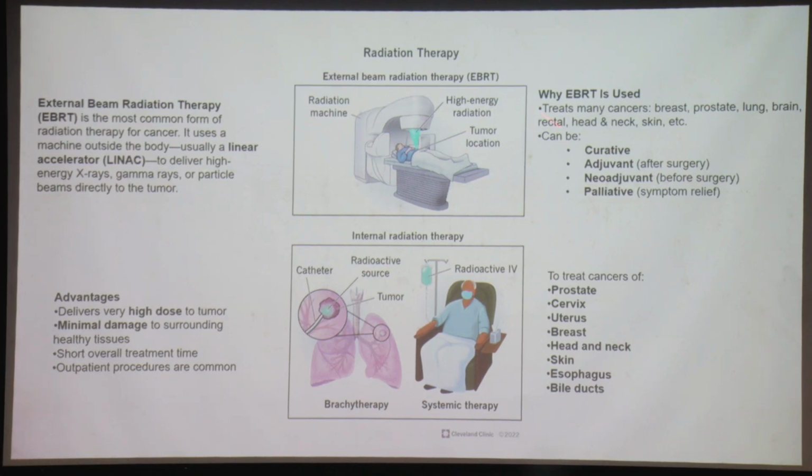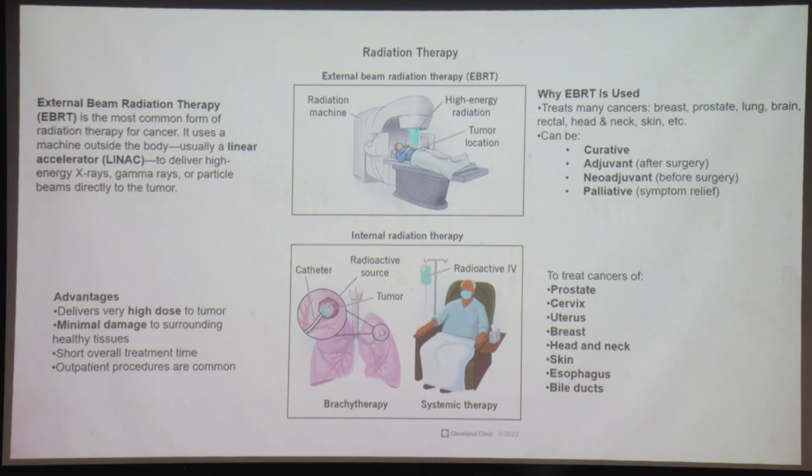Sometimes you give it before surgery. That is called neoadjuvant therapy. Like you are killing most of the tumor beforehand and then you are removing it. That's neoadjuvant therapy. And palliative is when you know you cannot cure the cancer, you are just relieving the symptoms so that the person has a better quality of life.